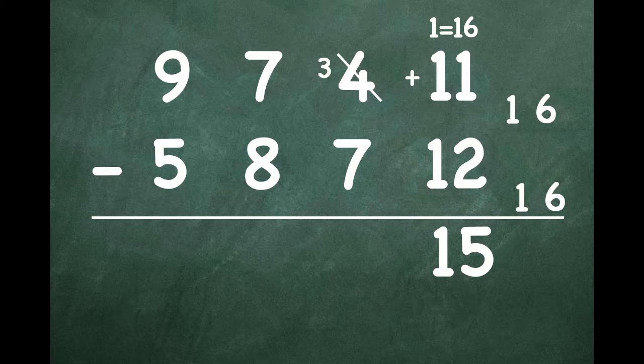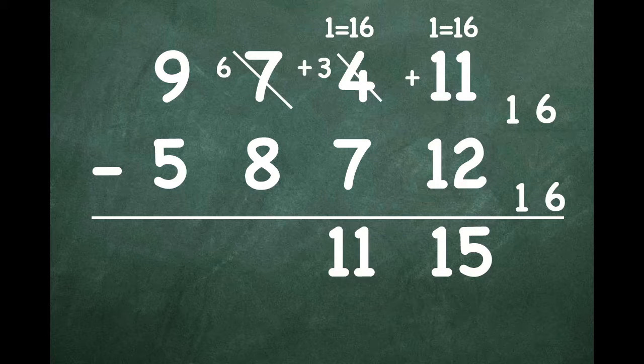3 minus 7 cannot be, so we have to borrow 1 from 7 in the next place and convert the 1 that we borrowed into 16. 16 plus 3 equals 19. 19 minus 7 equals 11.